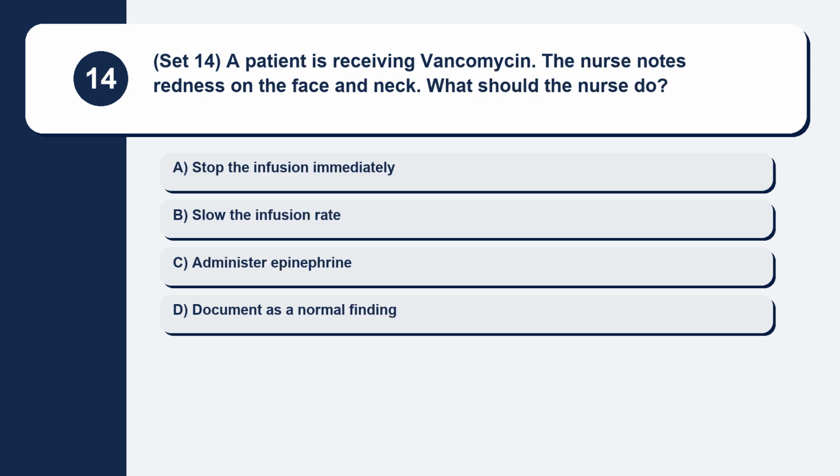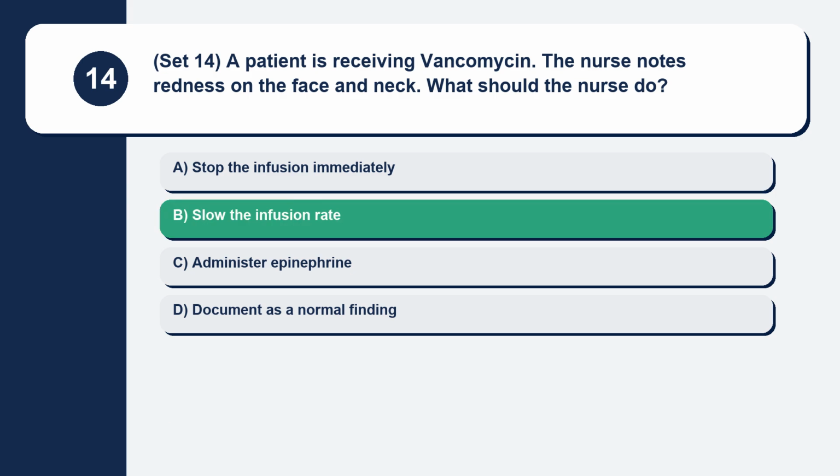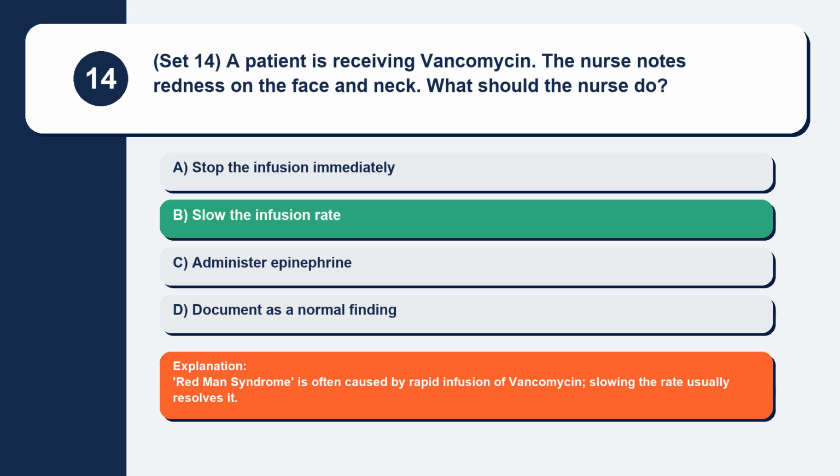Question 14. Set 14. A patient is receiving vancomycin. The nurse notes redness on the face and neck. What should the nurse do? Stop the infusion immediately, slow the infusion rate, administer epinephrine, document as a normal finding. Red man syndrome is often caused by rapid infusion of vancomycin. Slowing the rate usually resolves it.